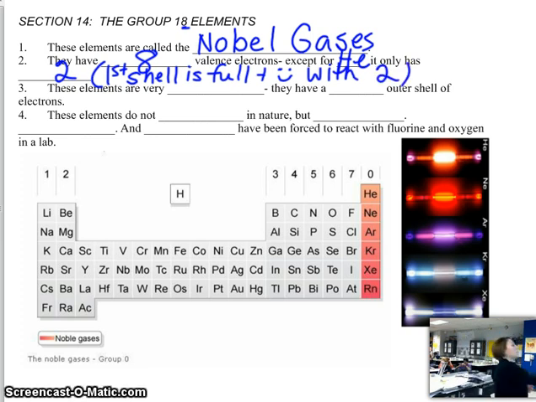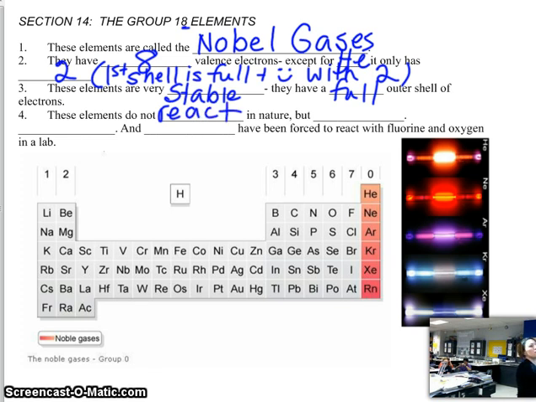These elements are very stable because they all do have a full outer shell of electrons. And they do not react in nature. But there are a few that have been forced to react with oxygen and fluorine in a laboratory. And you can tell which ones have been forced to react because they have oxidation states other than 0. They have charges other than 0 on your reference tables.